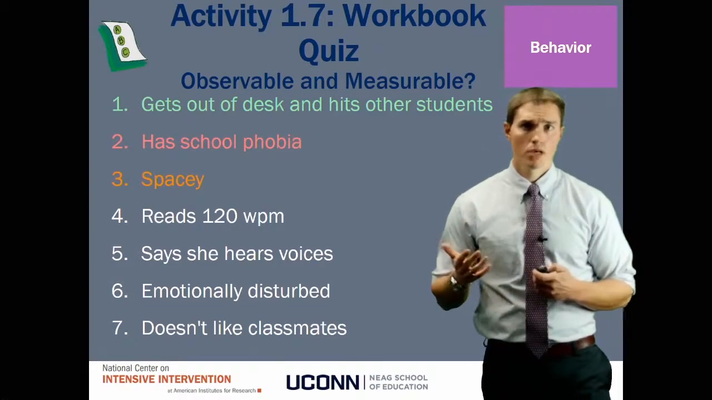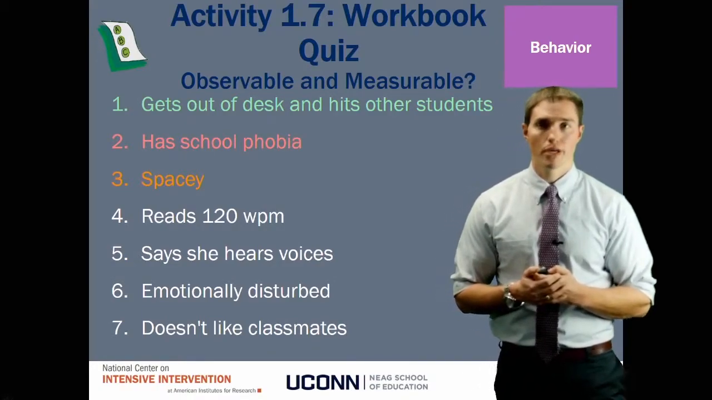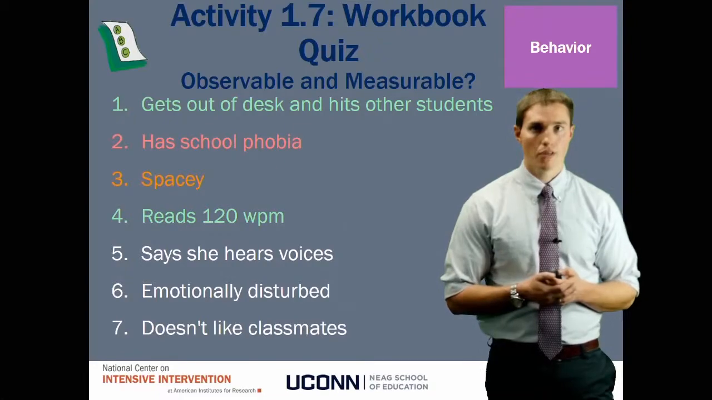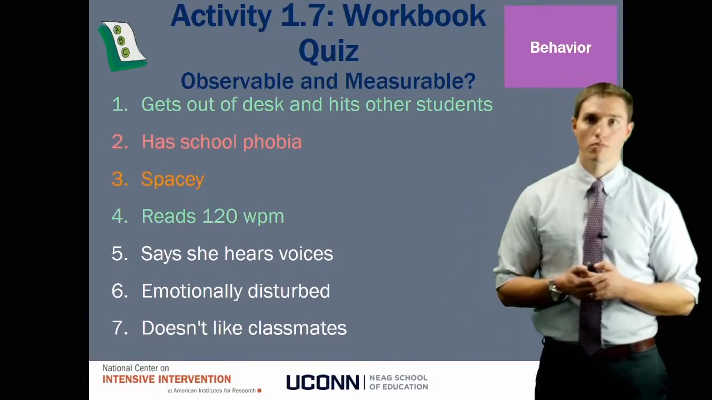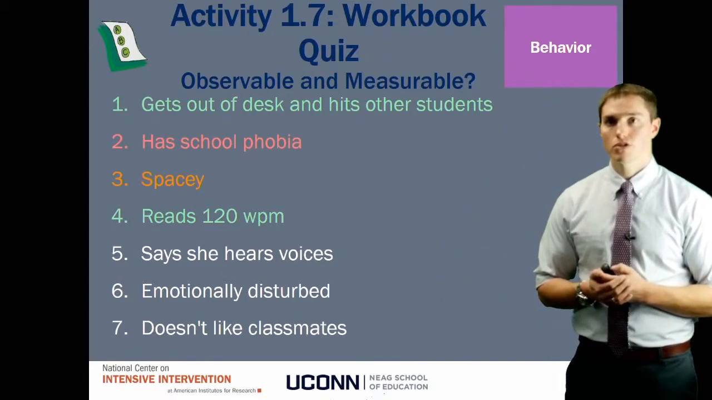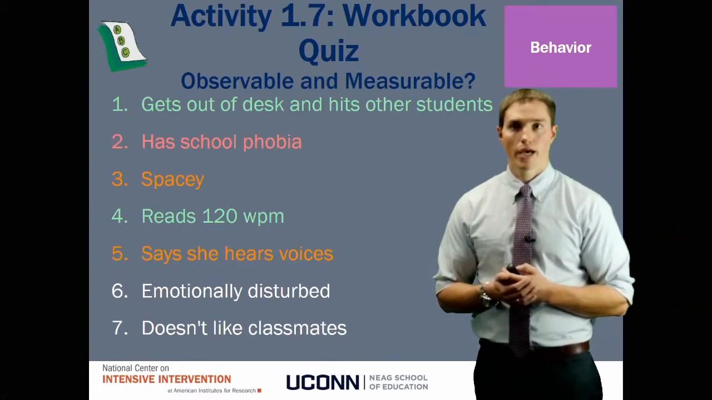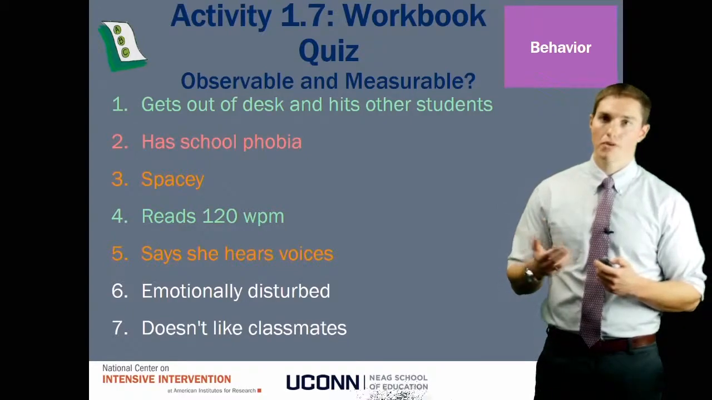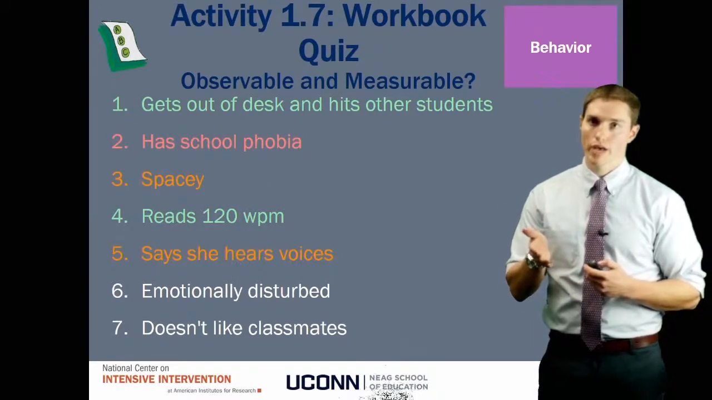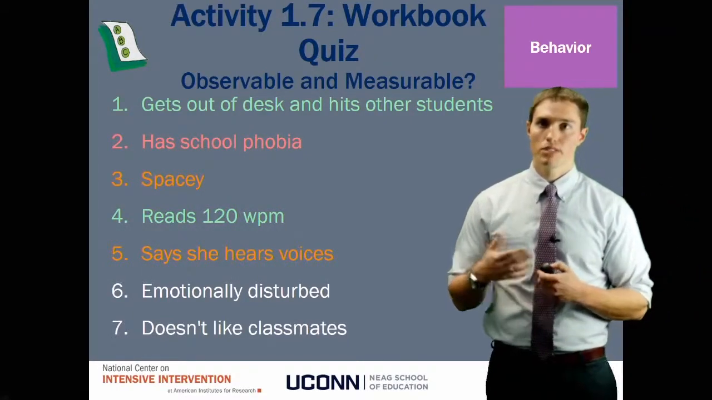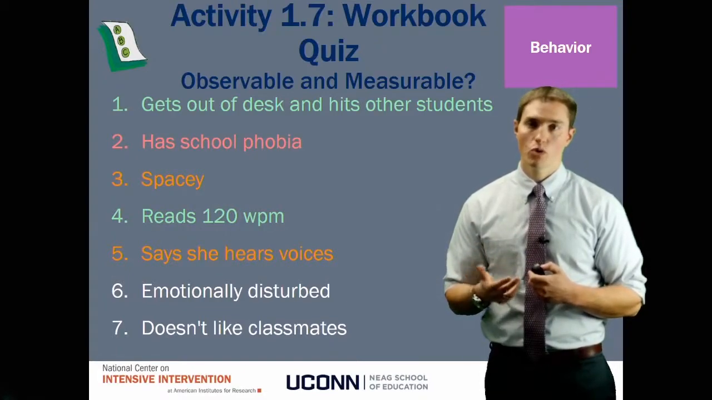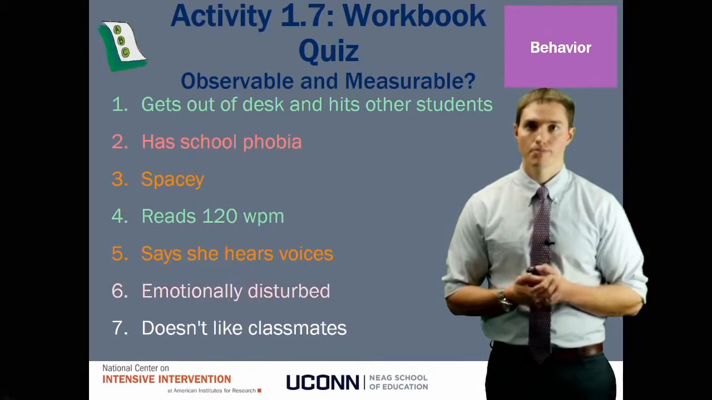Number 4, student reads 120 words per minute. That one is green. I think you could agree that that is observable and measurable. Number 5, student says she hears voices. Highlight that one orange. Again, if the student is self-reporting that they're hearing voices, you might be able to observe that. You might need to go a little bit deeper on how you could reliably observe and record that across time. So that is orange.